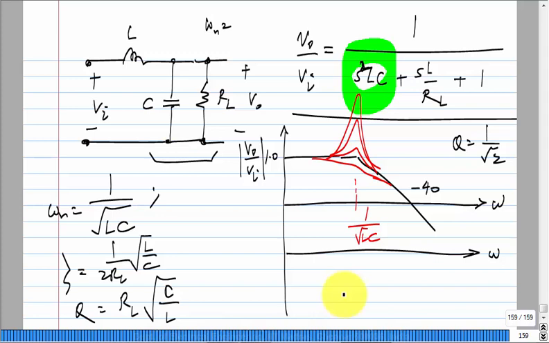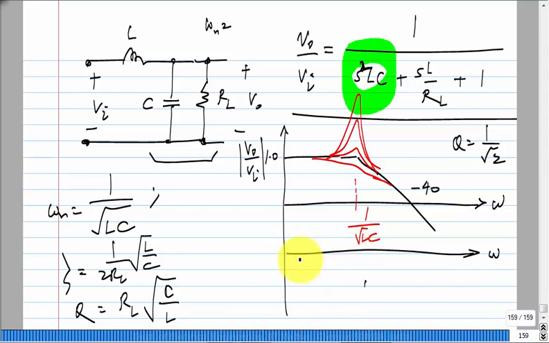Then, what is the phase? What is the phase at omega equals 1 over square root LC? Yeah? Minus 45. Why? What is it? I mean, you can substitute, right? In V naught by V I, S equals J by square root L C. It's minus pi by 2, okay? Because the 1 cancels with S square L C at that frequency. You are left with 1 over S L by R, and S is J omega. So, you have 1 over J, which is a phase shift of minus pi by 2.